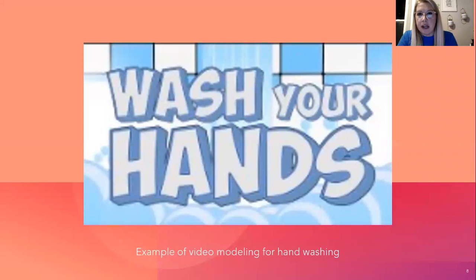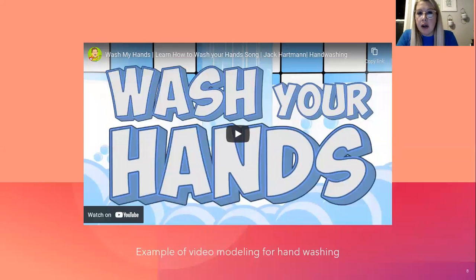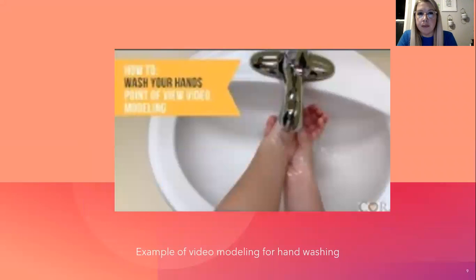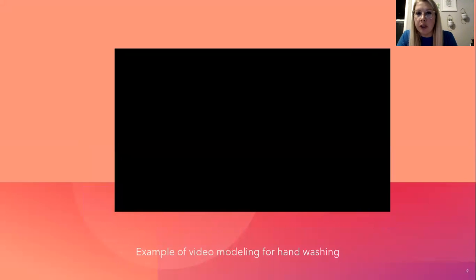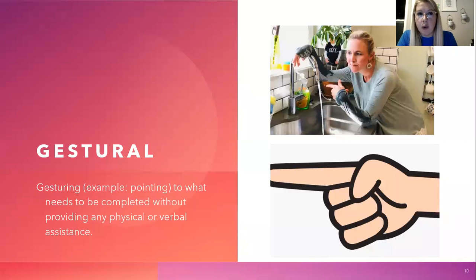I also provided 2 video modeling examples, but for the sake of this recording, I'm not going to play both. But it is important to know that modeling can be live, or we can use video modeling to demonstrate skills as well. So those were two videos demonstrating hand washing.